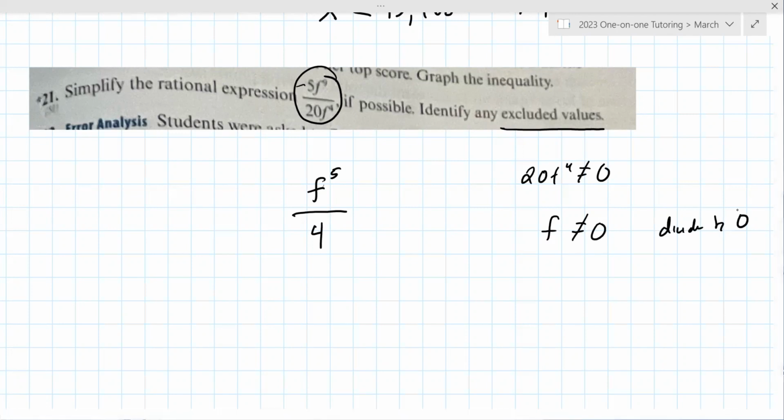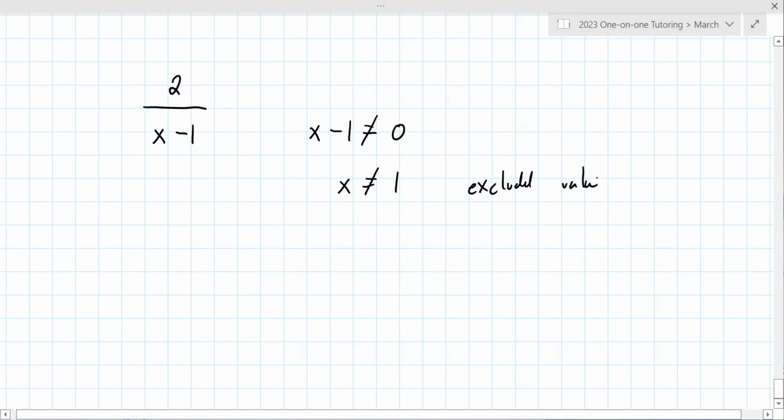Can we do one more like this, like finding an excluded value? Because we went over it in class and I was having a little bit of trouble. Let me make it simpler. Let's just say it was something like this. You set x minus 1 not equal to 0. So x cannot be 1. This is the excluded value. So let's look at another one. Let's say it's 4x over 5x minus 10. You set the bottom not equal to 0, and you solve for x.